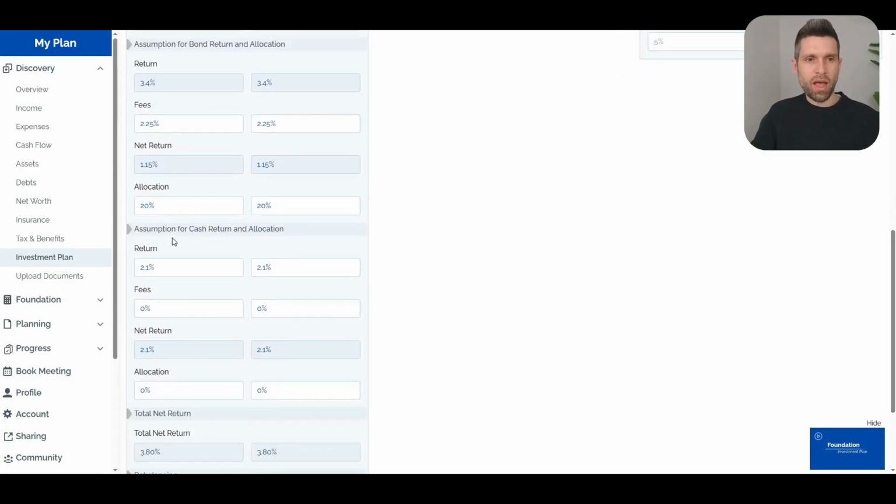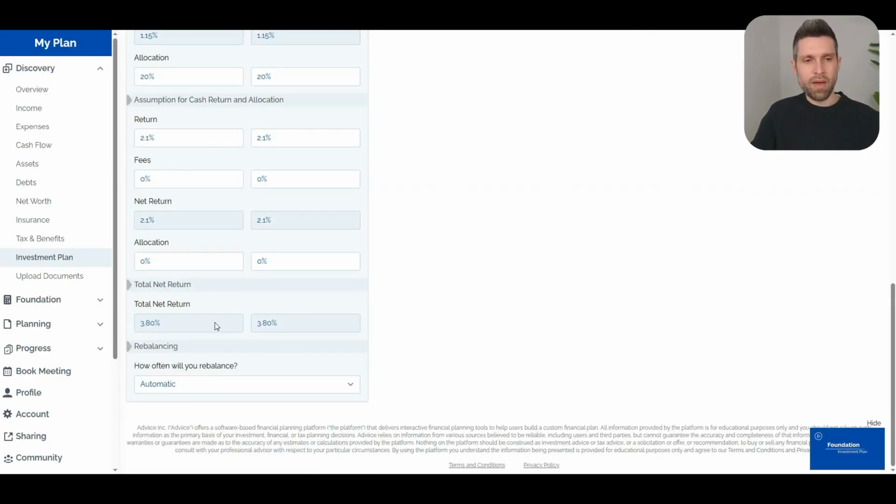If we scroll down, we also have a cash allocation that we can enter as well. Just in case there's some GICs or cash as part of your portfolio, you can enter that here, as long as it's short-term GICs and cash. And then we have our total net return. So this is after fees.